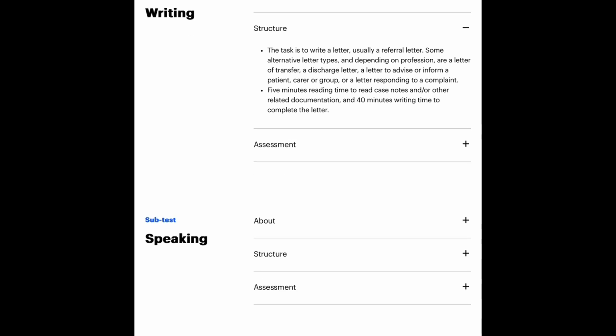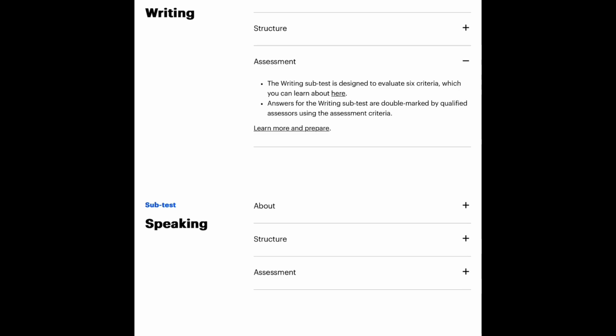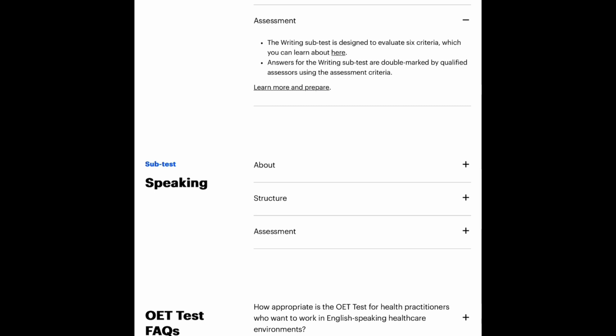What is the structure? The task is to write a letter, usually a referral letter, with some alternative letter types depending on profession: a letter of transfer, a discharge letter, a letter to advise or inform a patient, carer or group, or a letter responding to a complaint. 5 minutes reading time to read case notes and or other related documentation, and 40 minutes writing time to complete the letter. The writing subtest is designed to evaluate 6 criteria which we will learn about here. Answers for this writing subtest are double marked by qualified assessors using the assessment criteria. Now in writing, the criteria should be carefully read because you need to adhere to these criteria.